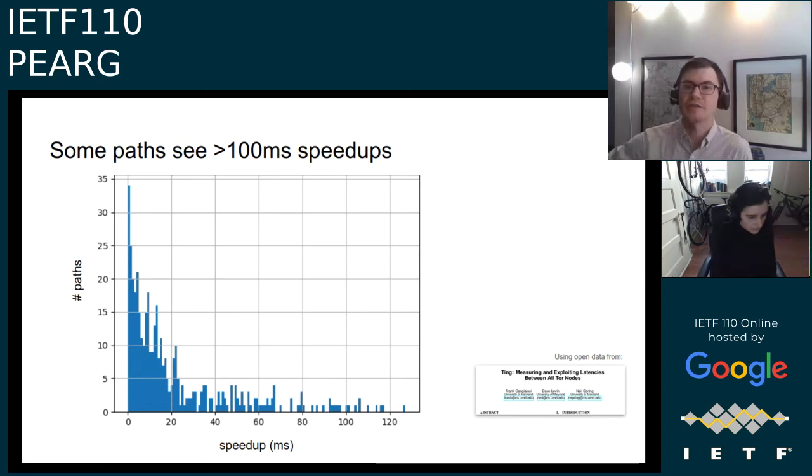So we have some data. This is from a project called Ting from 2015. Their data is public, and we have some analysis of it. They collected latency data between all pairs of a small subset, 50 nodes in the Tor network. And of those, we find these latency speedup conditions in many of them. As you'd expect, in most cases, these speedups are very, very small. But you do find some paths. There will be a pair of Tor relays where the default traffic path is over 100 milliseconds slower than you could get by routing via some other node.